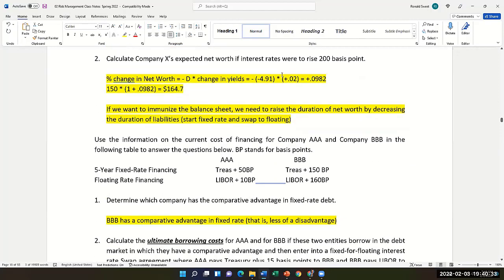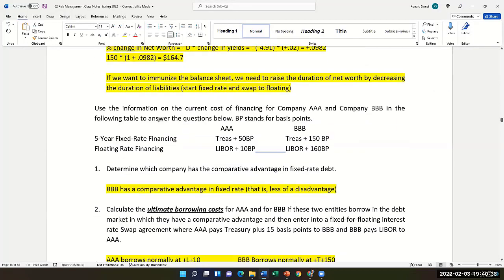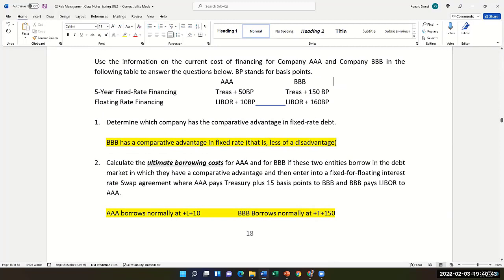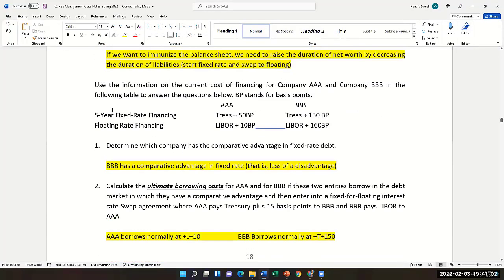All right. So we've got the duration of net worth is negative 4.91. And now we're going to do a swap. This is unlikely, I'm not going to do this on the exam, but you get this and you get this. That's everything you get on the question. You get the introduction and then you're asked these questions. So essentially everything in black is on the exam, everything in yellow is the answer. I don't give you the answer.